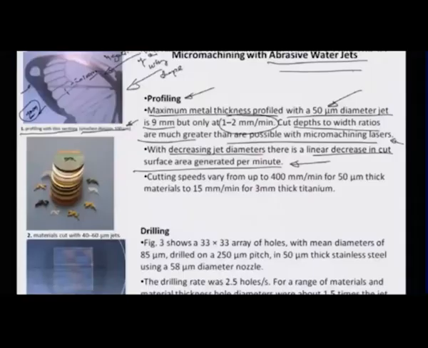The typical process parameters are that cutting speeds vary from about 400 millimeter per minute to about 15 millimeter per minute. For 400 millimeter per minute cutting speeds you can process 50 microns thick materials, and for the lower cutting speed you can go up to about 3 mm thick titanium.